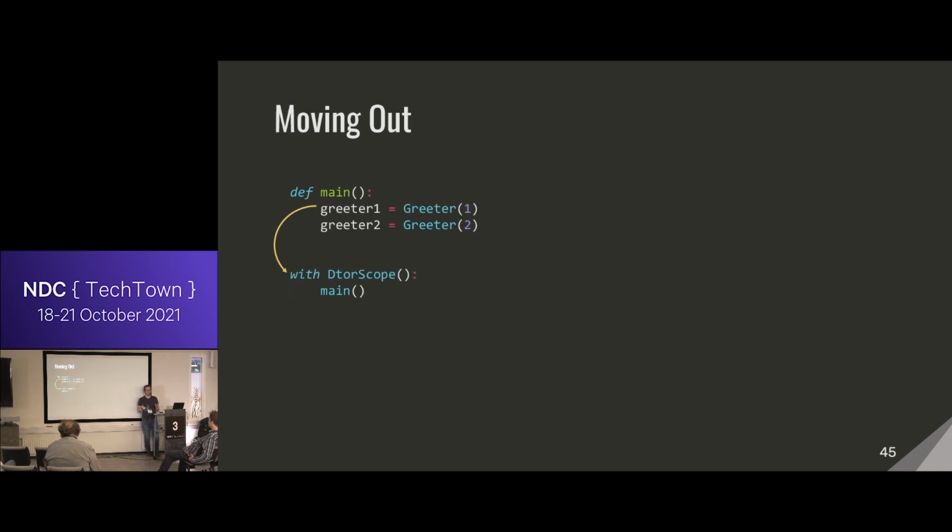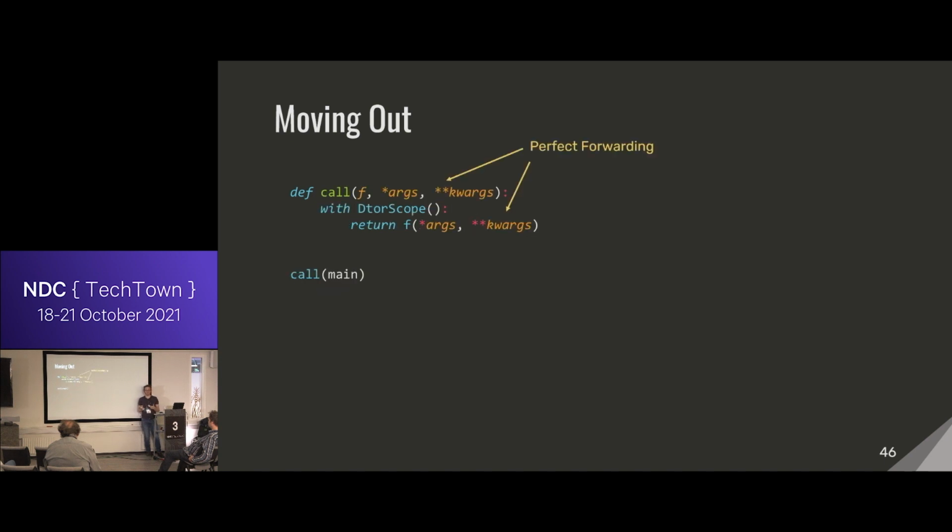This works exactly the same, and now we just need to do it around every call and not inside every function. That's still not the best, so let's create a new way to call functions. We create a call function that takes a function and its arguments. The star args, star kwargs is Python's way of doing perfect forwarding. So we take a function, we take the arguments, and then we perfectly forward the arguments into the function after creating a destructor scope. So here we call main, and it works just like before, but it's a bit simpler.